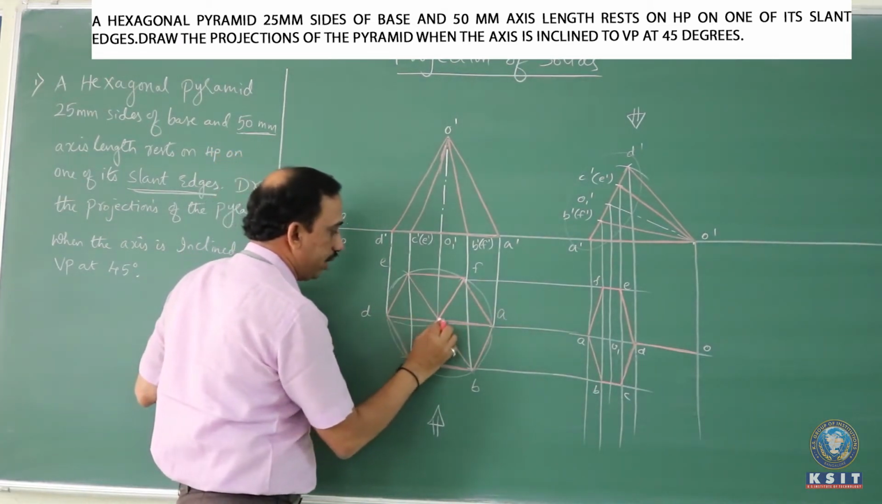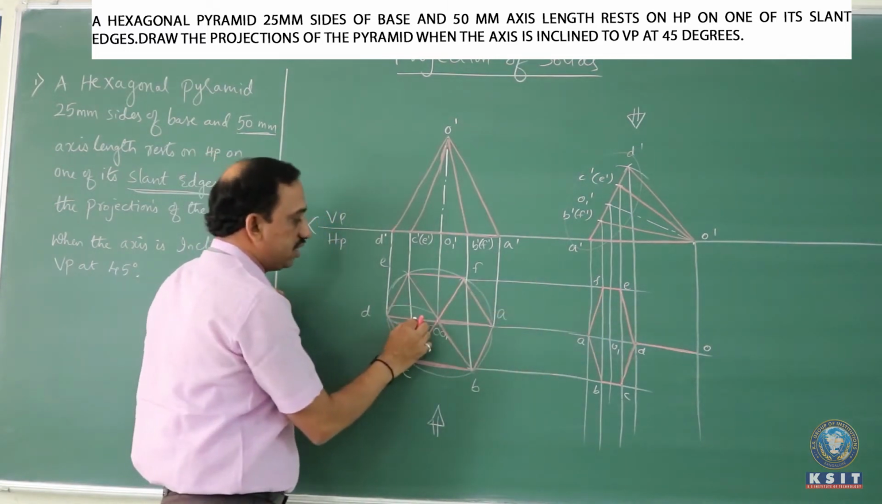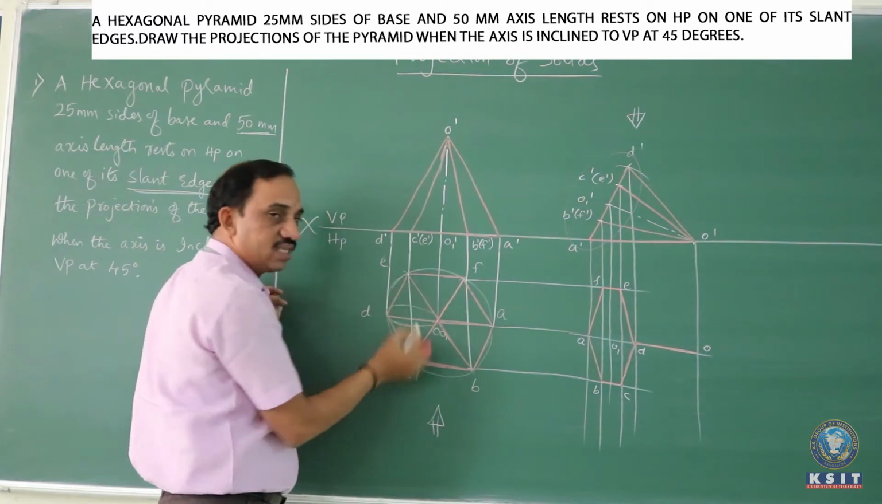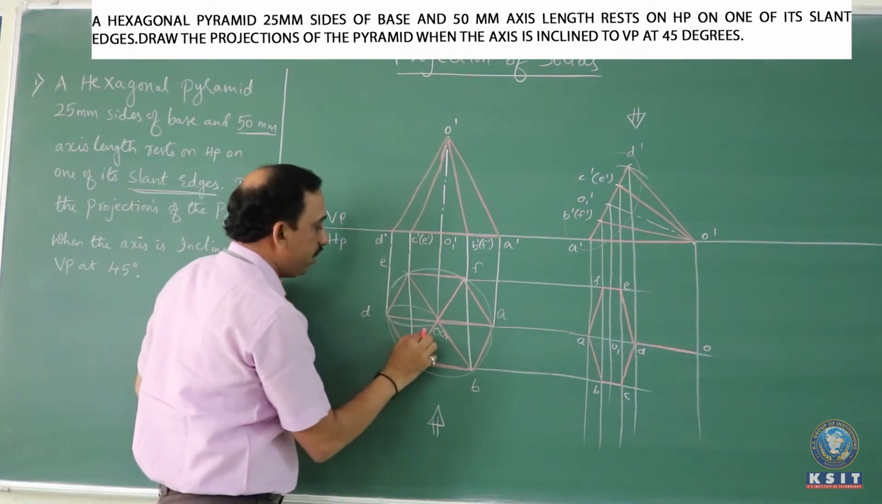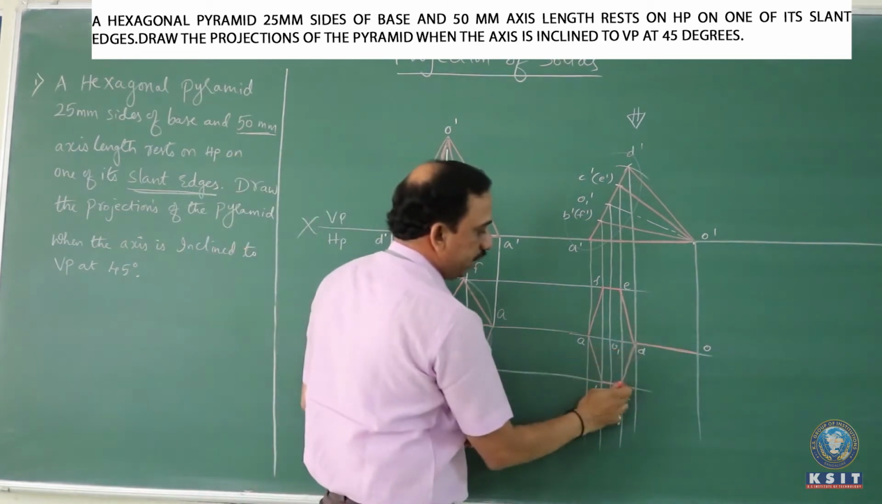Identify where is OD. This is OD, the slant edge which is visible to the observer. For this slant edge OD, on either side we're going to have two triangles. One triangle is given by ODC. So O to D, D to C it is there.